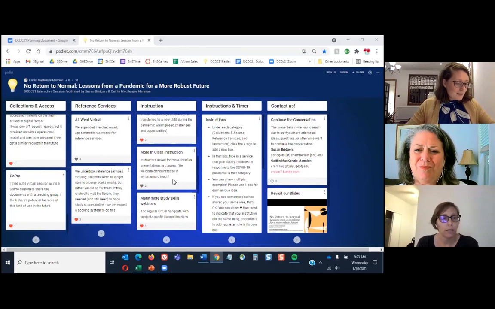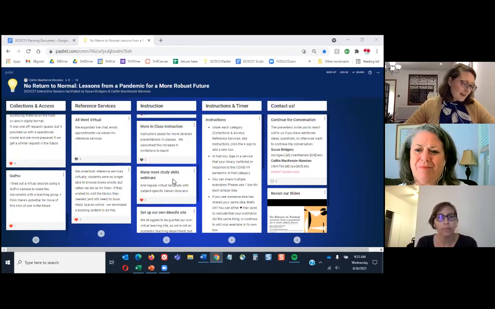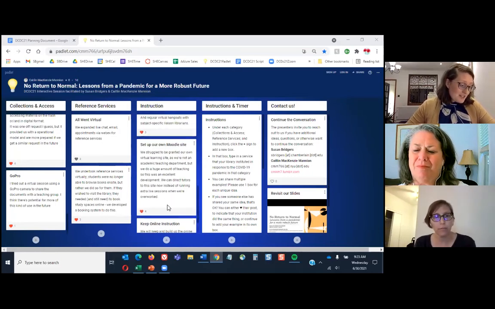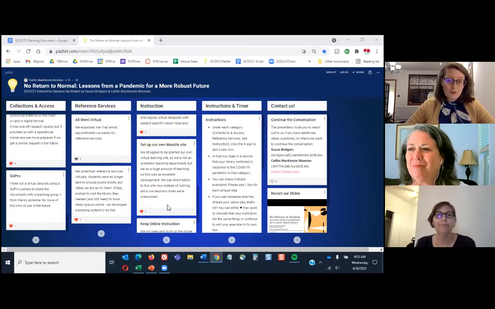And I also saw someone posted that they were able to set up their own Moodle site. They write, we struggled to be granted our own virtual learning site as we're not an academic teaching department, but we do a huge amount of teaching. So this was an excellent development. We can direct tutors to this site now instead of running extra live sessions when we're overworked.